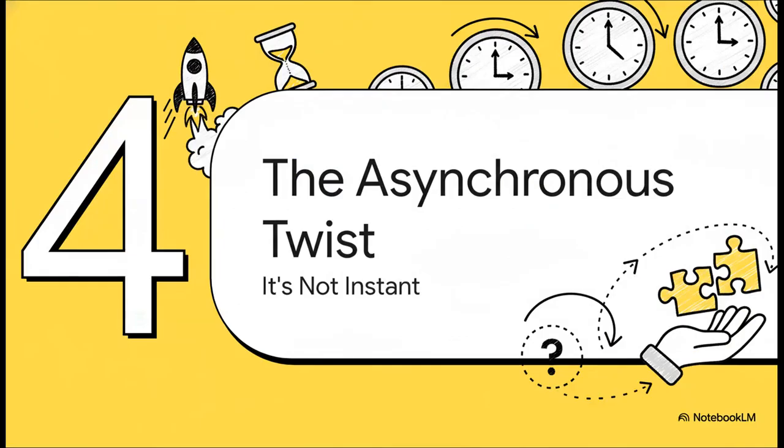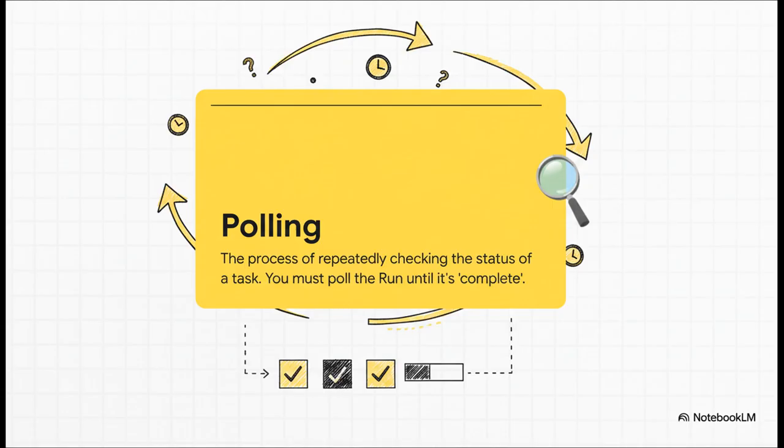Okay, now for what might be the trickiest part, especially if you're new to this. A run doesn't just instantly spit back an answer. It's asynchronous. And what does that mean? Well, the assistant might need a second to think, or maybe needs to run some code or look something up, so the response isn't immediate. And because of that, you have to do something called polling. You can't just ask once and get the answer. You have to keep checking in, asking, hey, are you done yet?